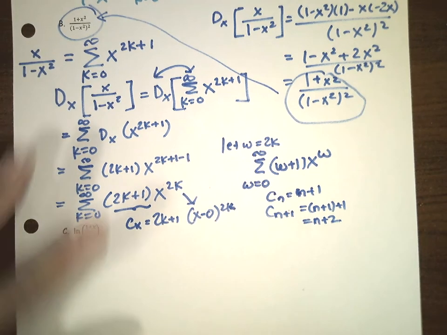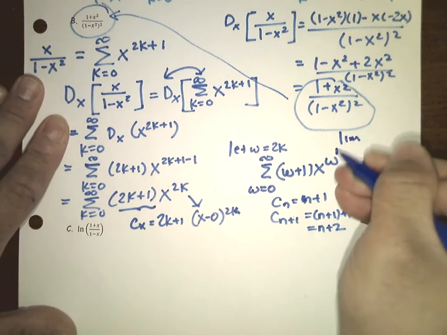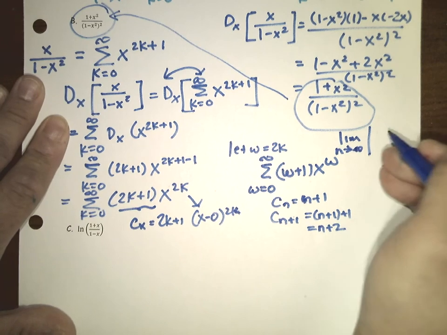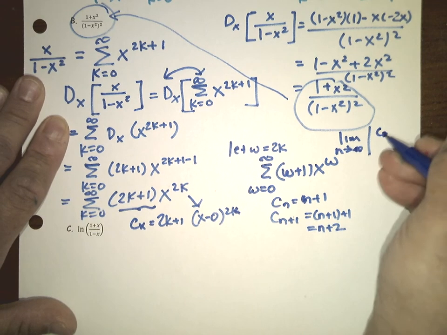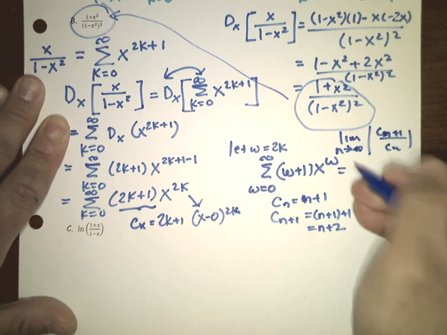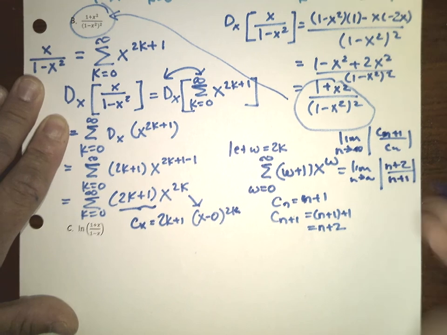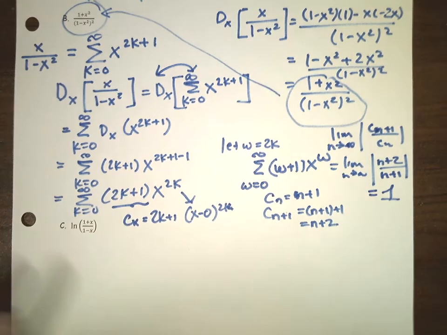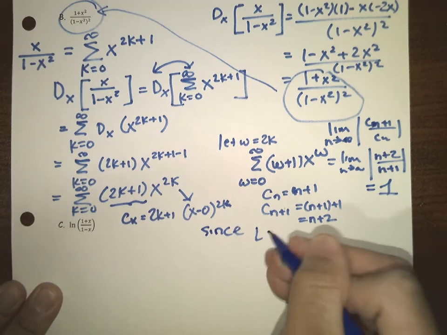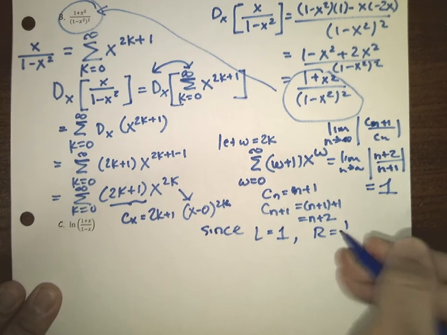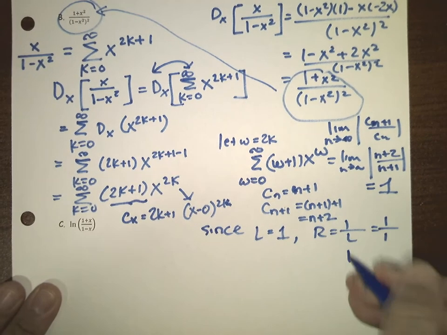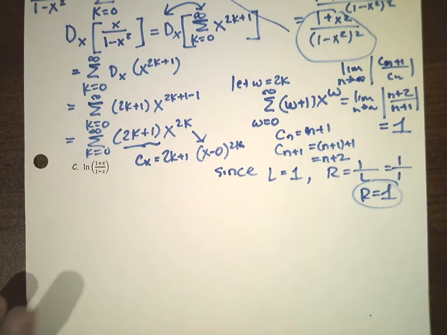So then all I need to do is find the limit as n goes to infinity of c_(n+1) over c_n. So that's the limit as n goes to infinity of (n plus 2) over (n plus 1). And I know that's equal to 1. And so since L is equal to 1, that means R is 1 over L, which is 1 over 1, so R is just 1. What a time to be alive. So hopefully you're enjoying this because we're not done yet.